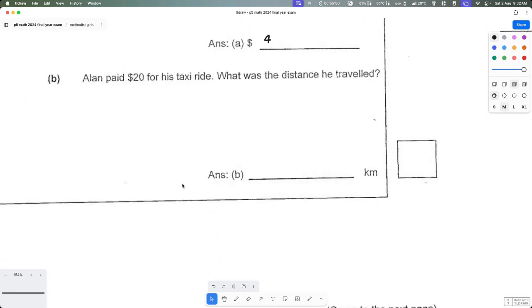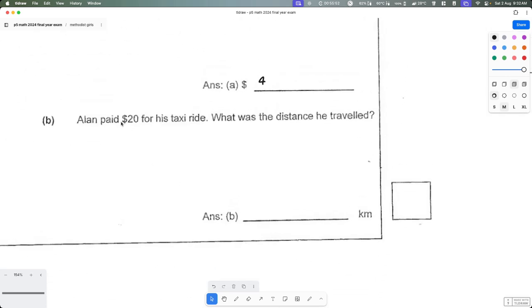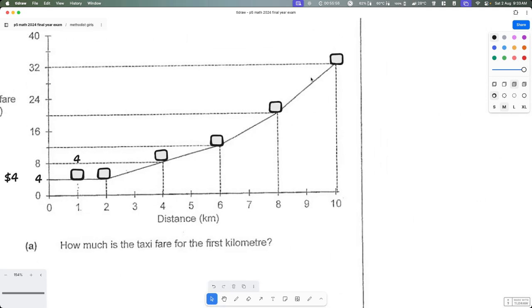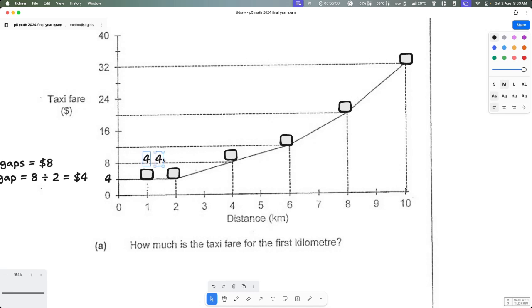Okay, let's move on to part B. Alan paid $20 for his taxi ride. What was the distance he traveled? Okay, so we can measure everything here. So 4, and then we have 4 over here as well. And then at 4 kilometers, this is 8. Right? So this is 8. Actually, why not I just put inside the square? Easier, right? To see.